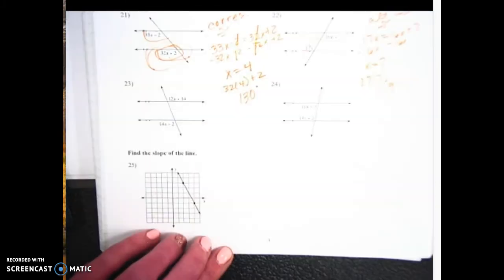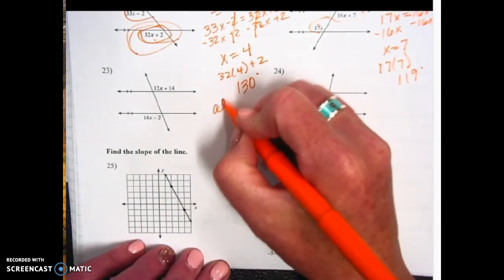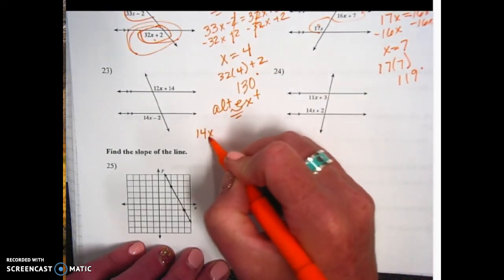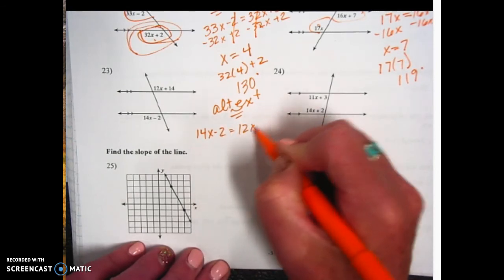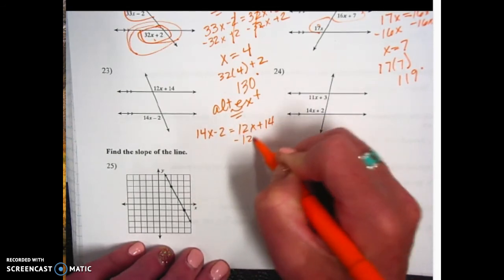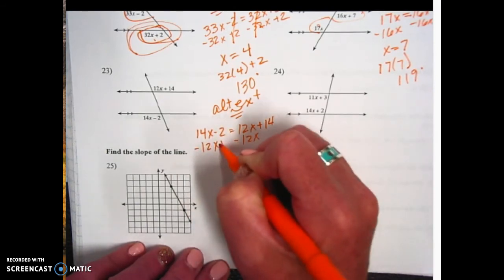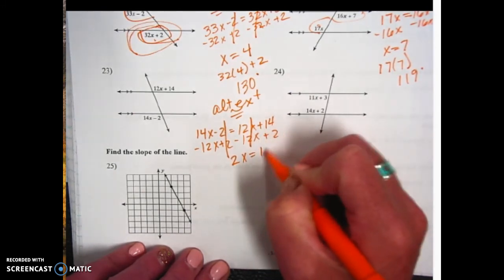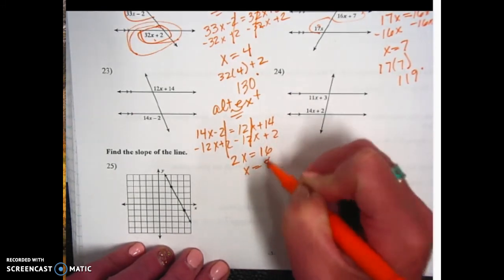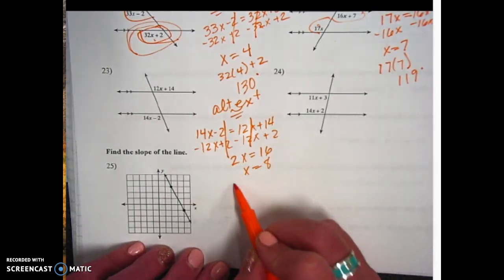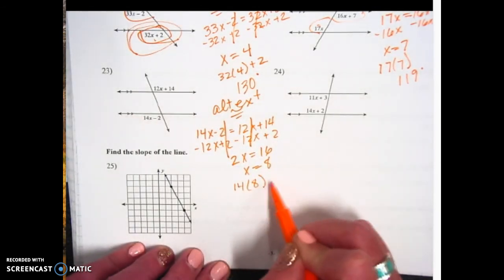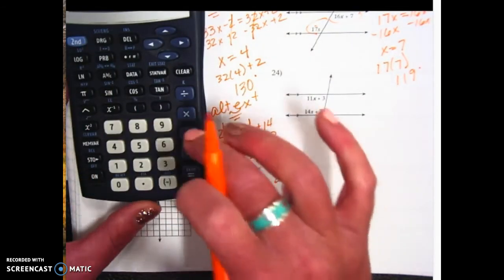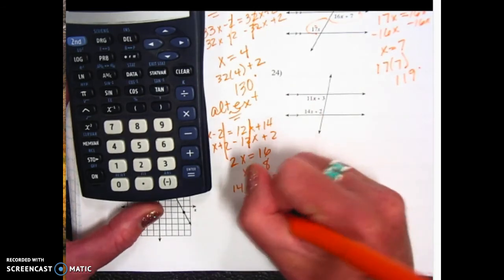23 is alternate exterior. Should also be congruent. So 14x minus 2 should be equal to 12x plus 14. Subtract 12x from both sides. Add 2 to both sides. These cancel, so 2x equals 16. So x should be equal to 8. We need to substitute it back into the bottom. So 14 times 8 minus 2, 110.